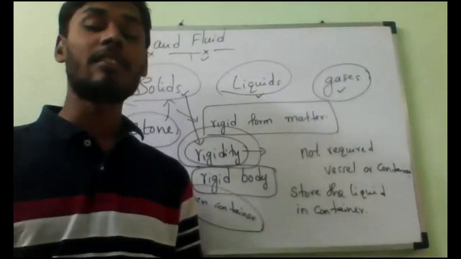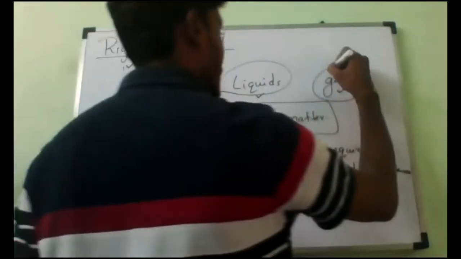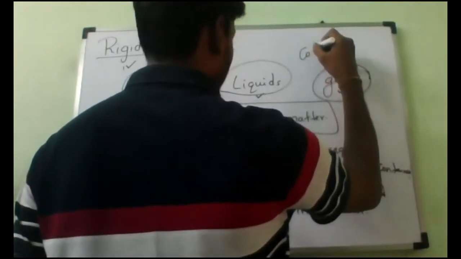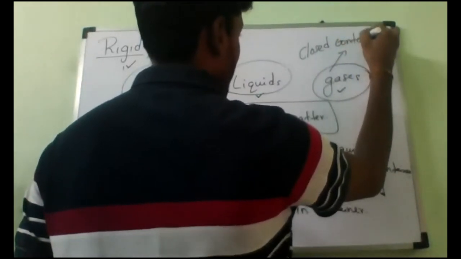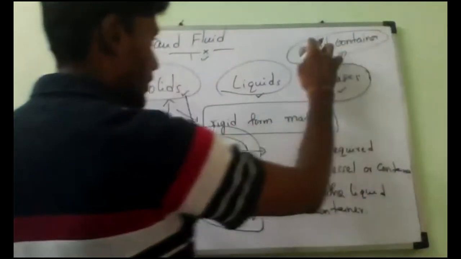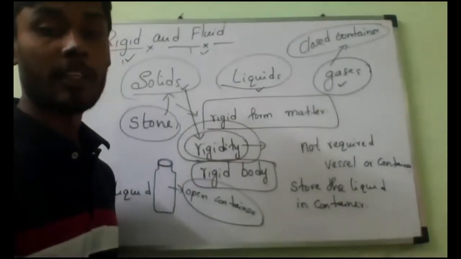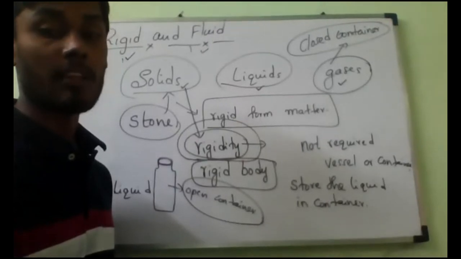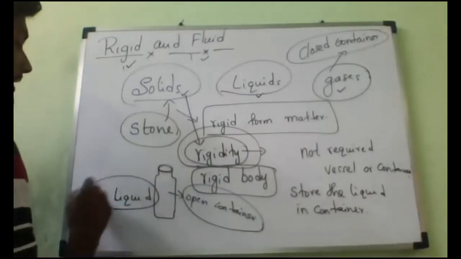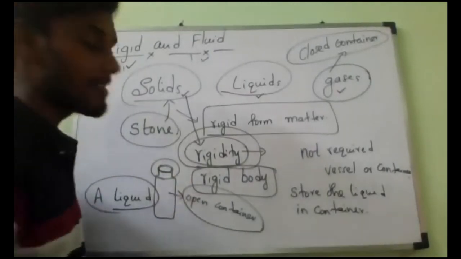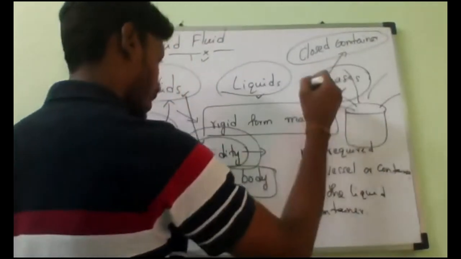Outside, sir. Gases must always be stored in closed containers. Understand? If we keep them in open containers, they will escape into the atmosphere. So that is the fluids. Fluids do not have any particular shape, so they always require a vessel to store them. A liquid we can even keep in an open container, but if we keep gases in an open container, what will happen? They will escape into the atmosphere. Is it yes or no?